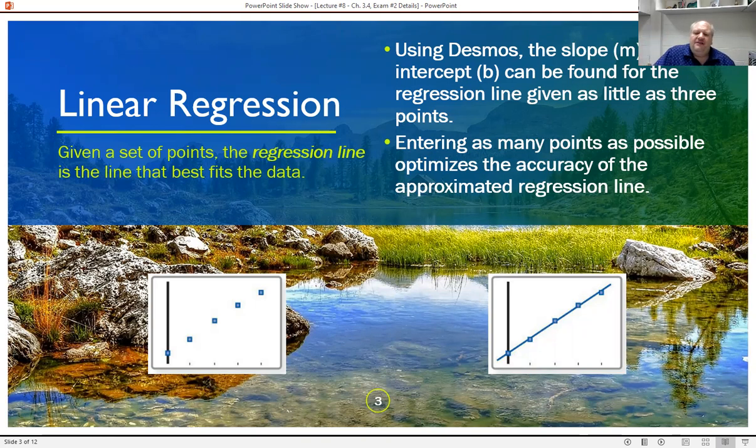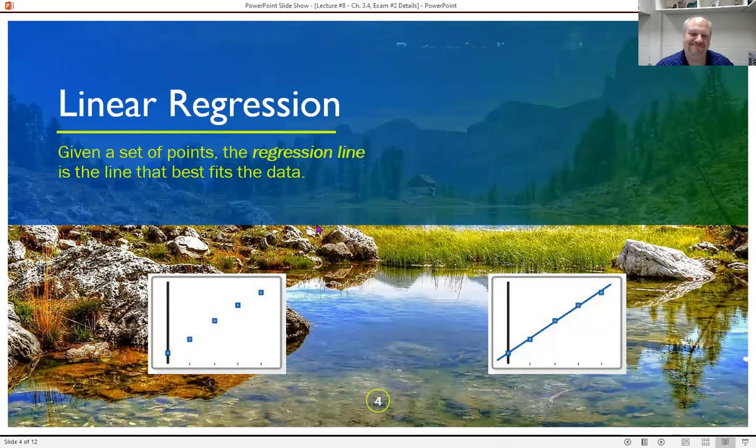Entering as many points as possible will optimize the accuracy, meaning if you put in 10 points, that's great. But if you put in 50 points, you're going to get a much stronger line that really better shows the data. If you could put in 1,000, a million, as many values as you can, the more values you put in, the closer that line will be to the idea of regression.